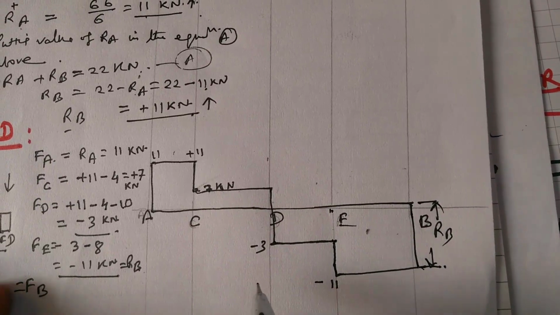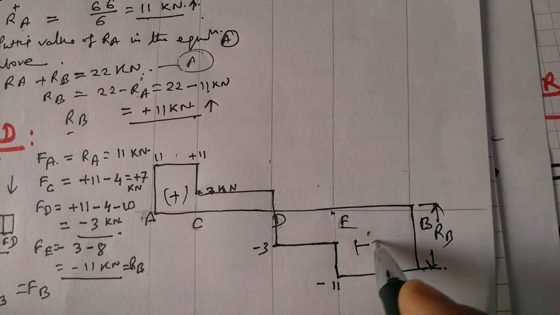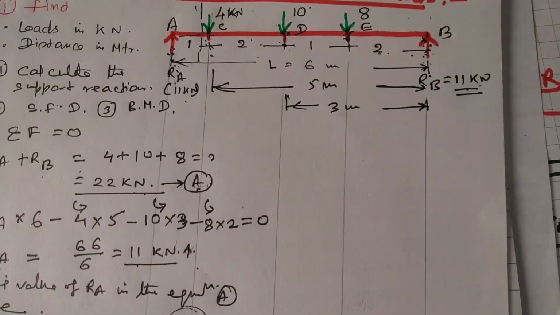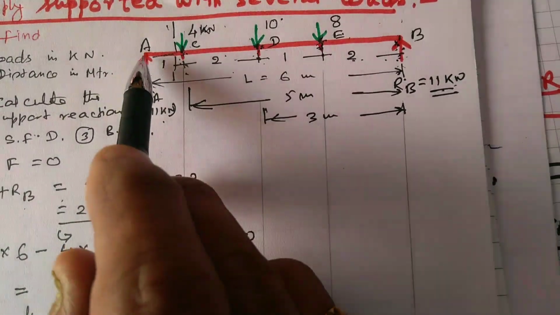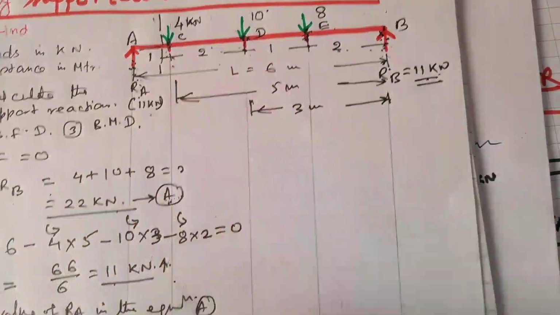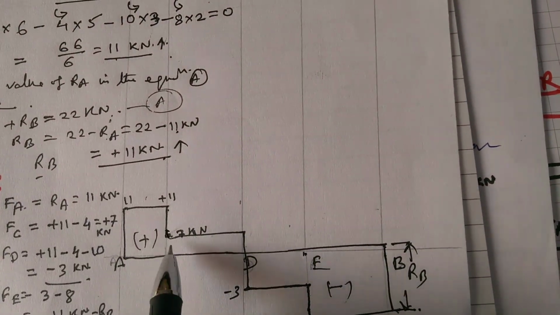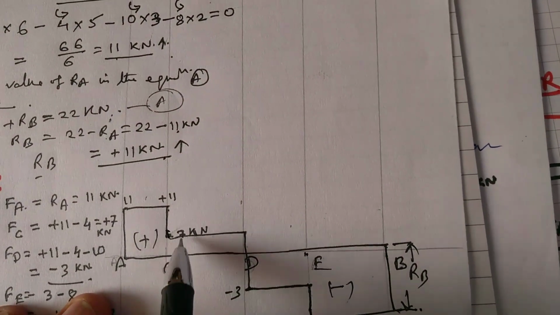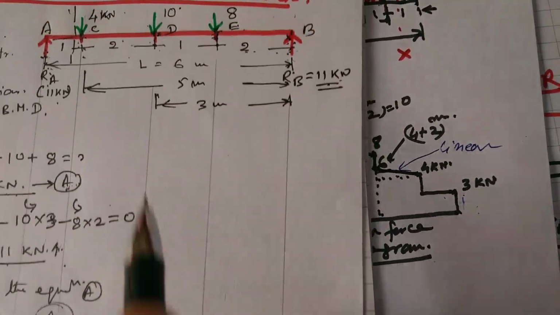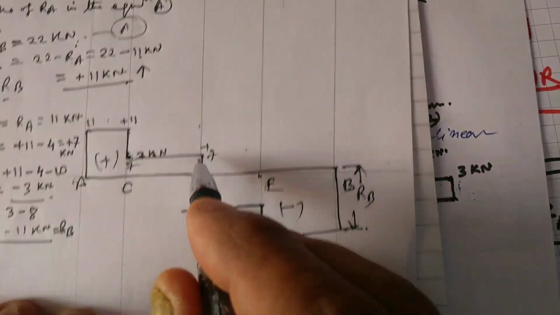So I have drawn the shear force diagram. This is negative and this is positive, as per our concept from the start. I am repeating once again: since RA is positive, write down positive, and this is minus. Bring 4 below, then automatically this will be 11 minus 4, which is 7, up to this 7. And here is 10 downward, so just keep here. This is the 7.